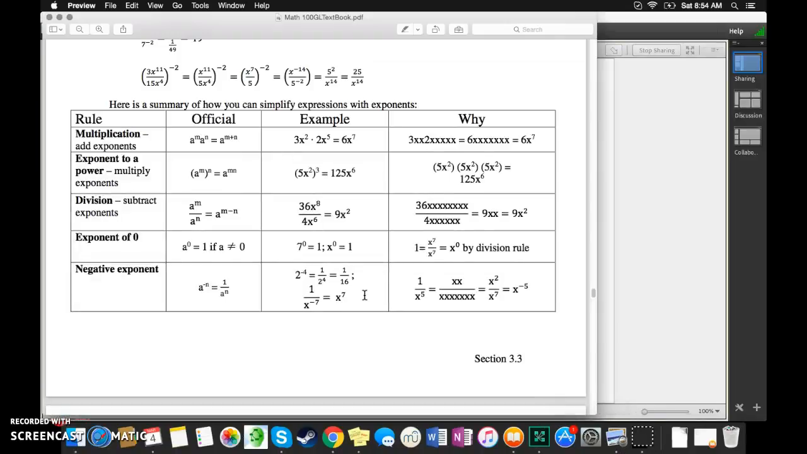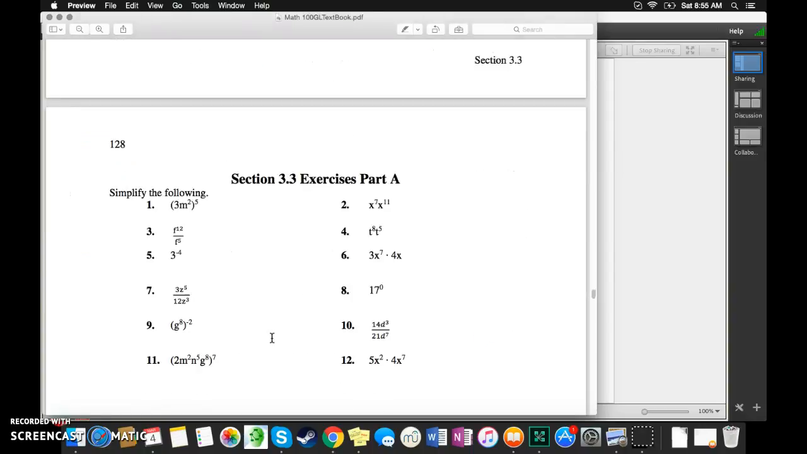Alright, here is a video on division and negative exponents because they're related. The other video covered multiplication, exponent to a power, and exponent of 0. You can see that in the first video. This is part 2 of laws of exponents. It helps you to simplify, and I'll do a video about simplifying exponents.